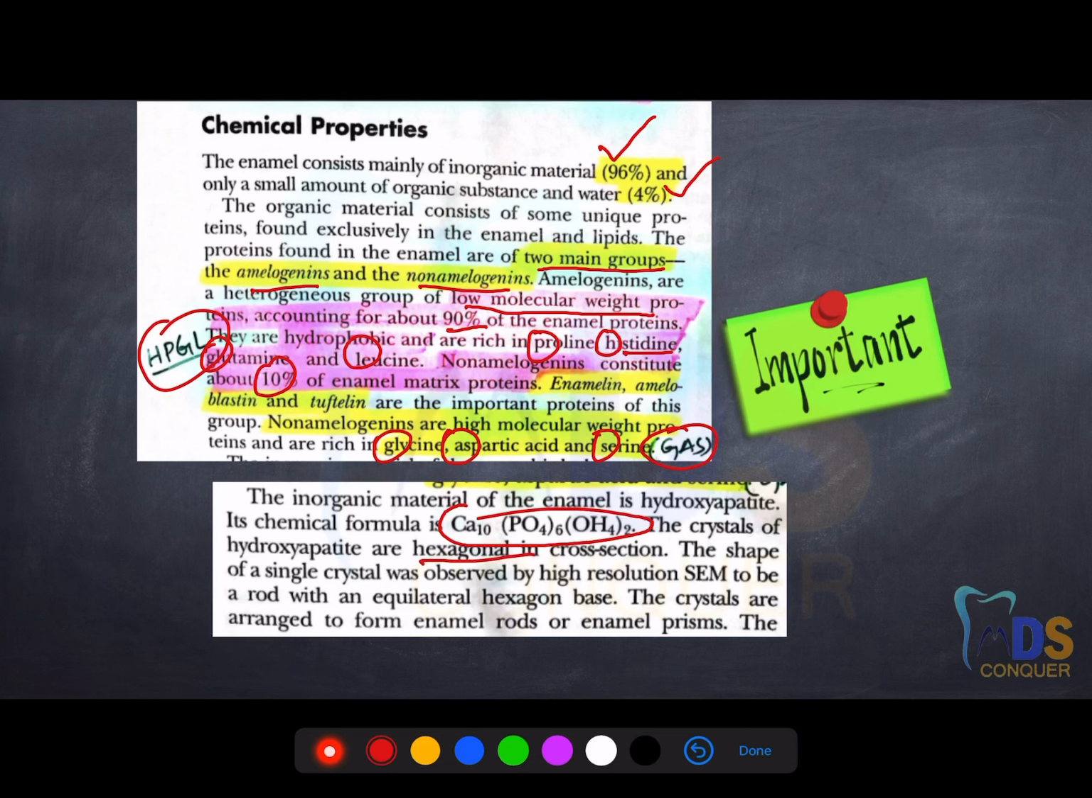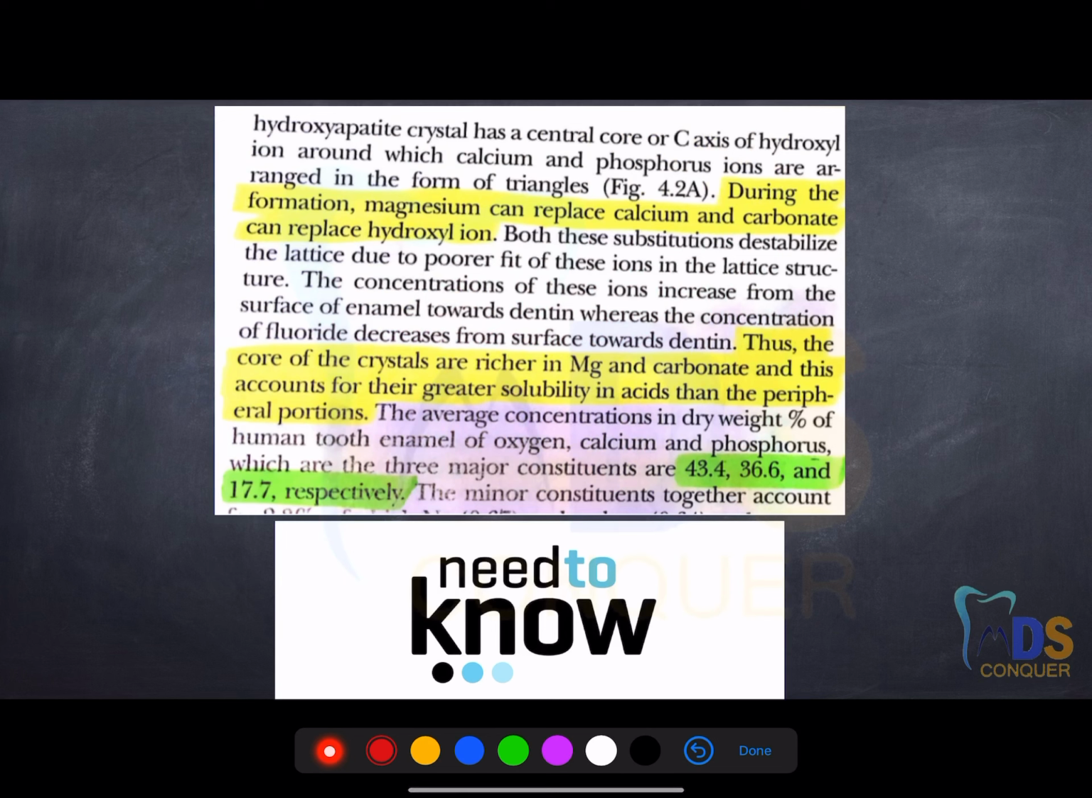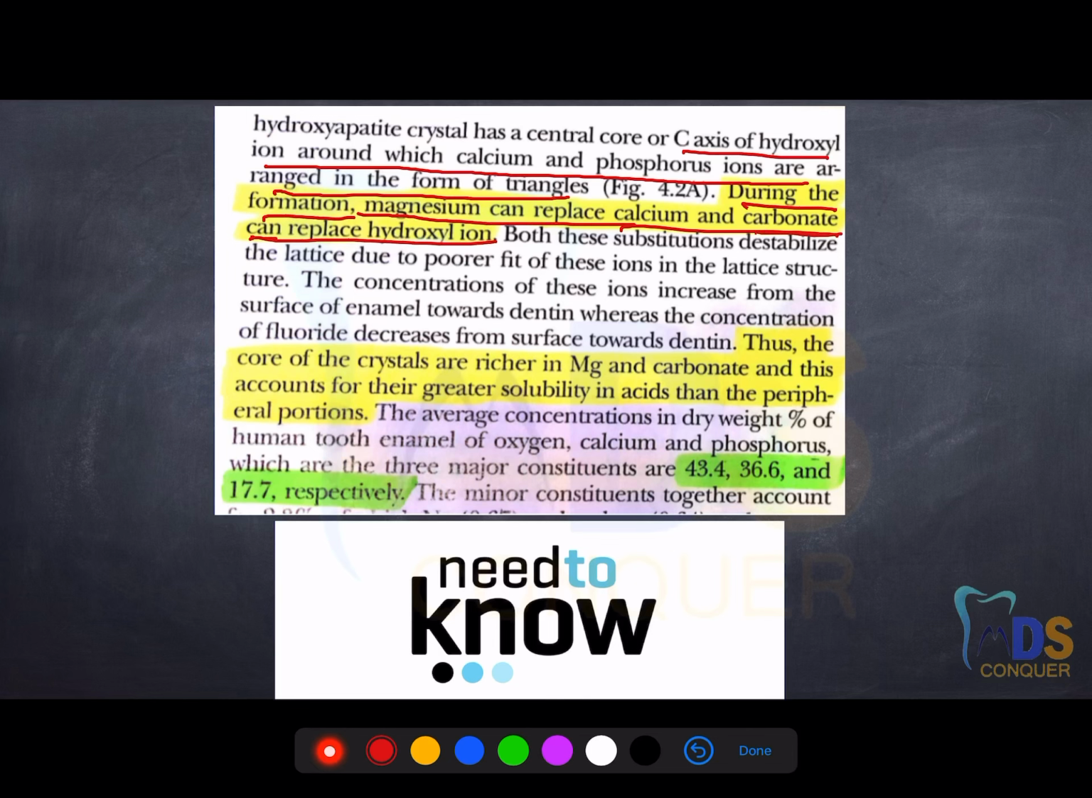The structure of hydroxyapatite is hexagonal. I hope most of you are very familiar. The hydroxyapatite has a center core, or C axis, of hydroxyl ions, around which the calcium and phosphorus ions are arranged in the form of triangles. During the formation, magnesium can replace the calcium and carbonate can replace the hydroxyl ion. That's a very important thing to note. The core of the crystals is rich in magnesium and carbonate. Make a note, this is the dry weight content.